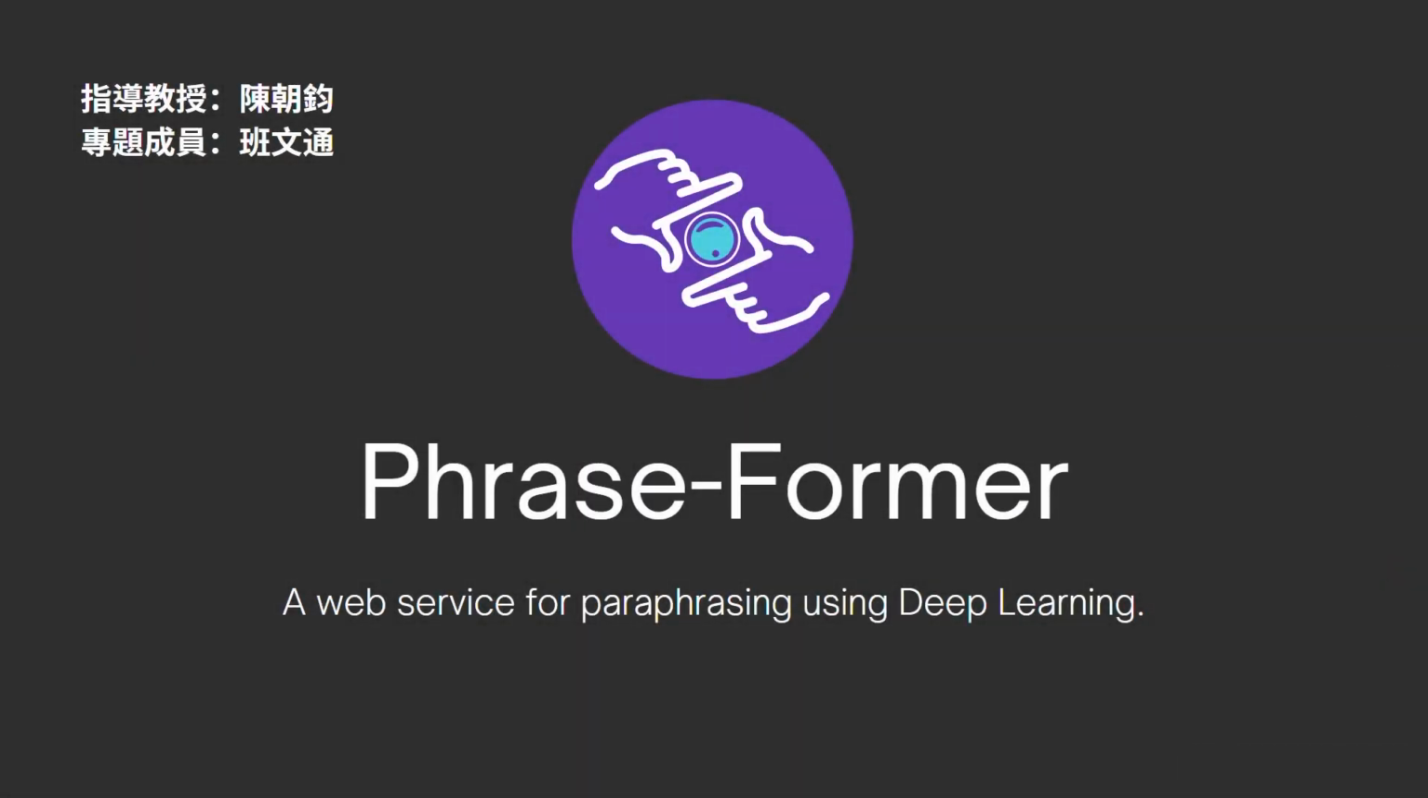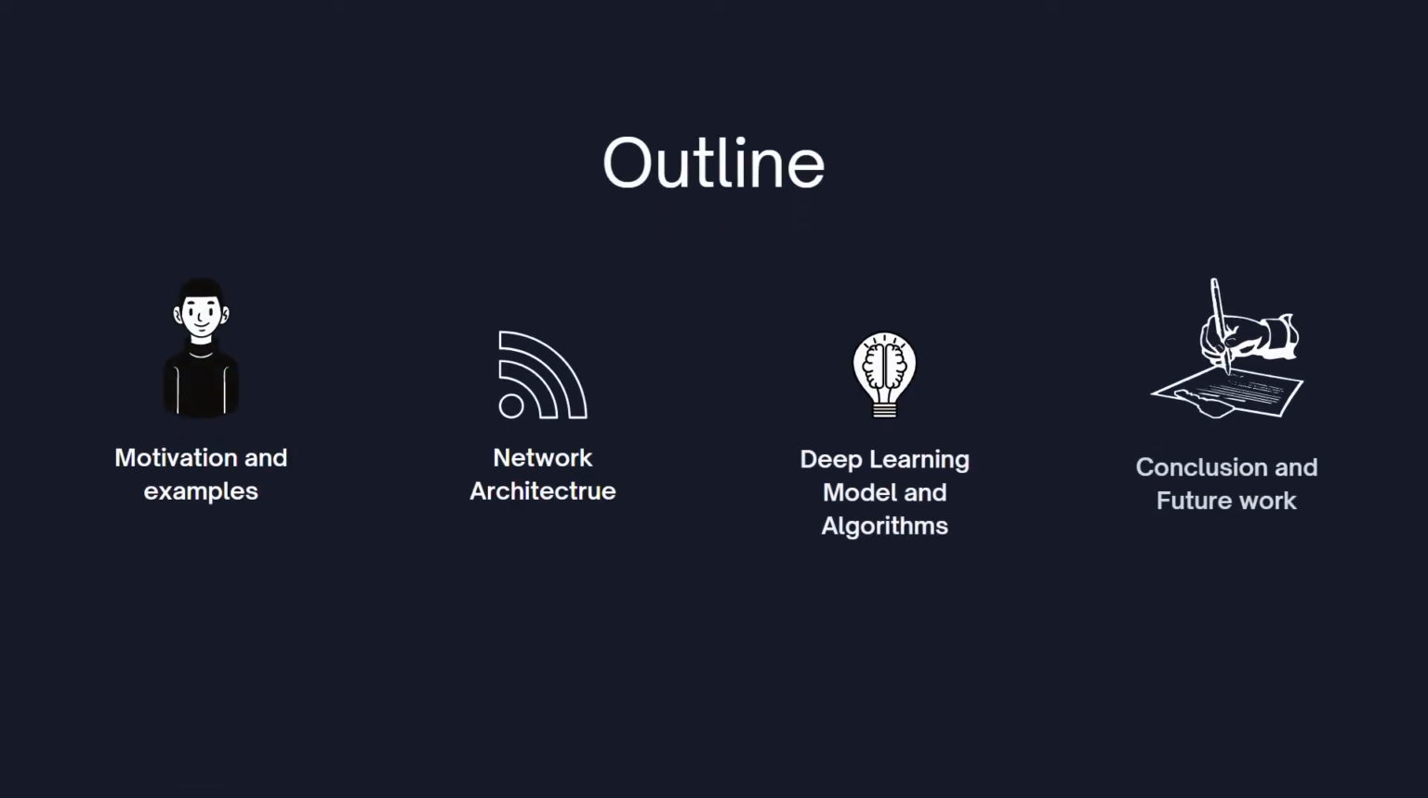Greetings everyone! Today I'll be showing you PhraseFormer, a web service for paraphrasing using deep learning. First, we show the motivation for the project, a high-level description of the tool, and some examples that may surprise you. Then we see the network architecture used to build the front-end and back-end of the project. Then follows a description of the model and algorithms in use. Finally, we share our conclusions and further work.